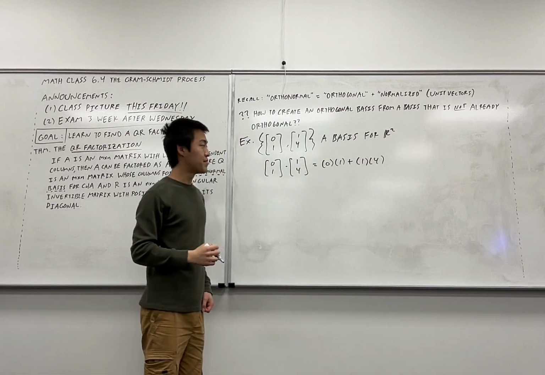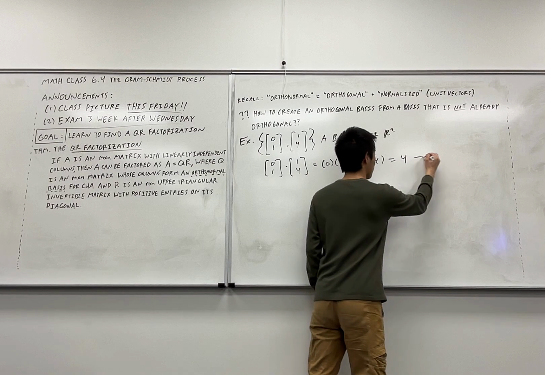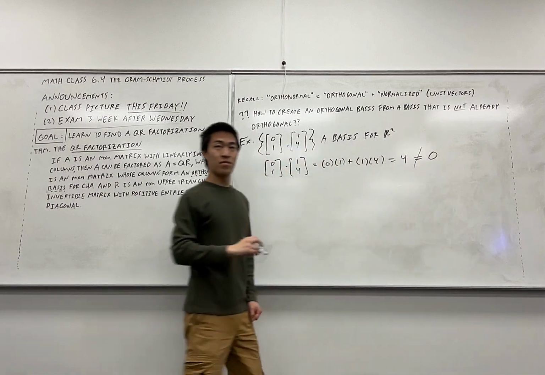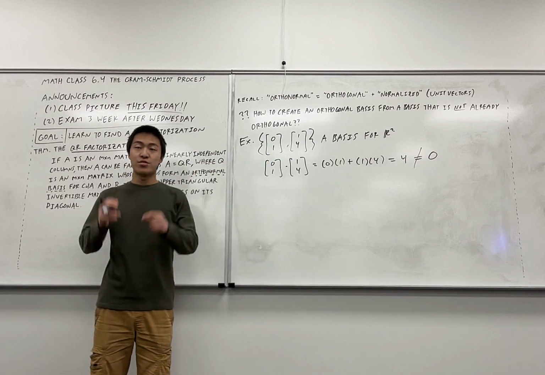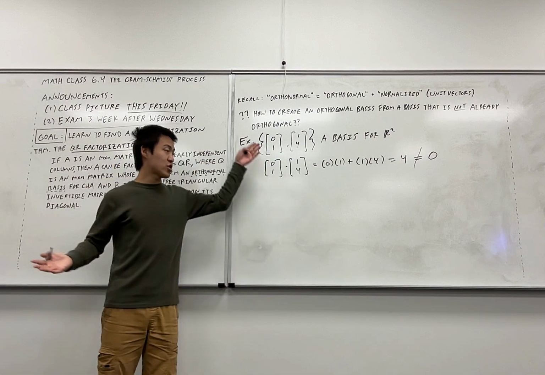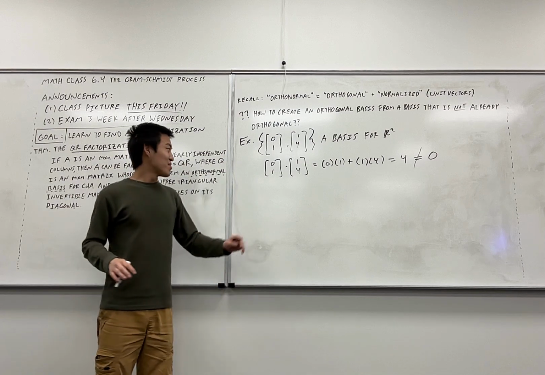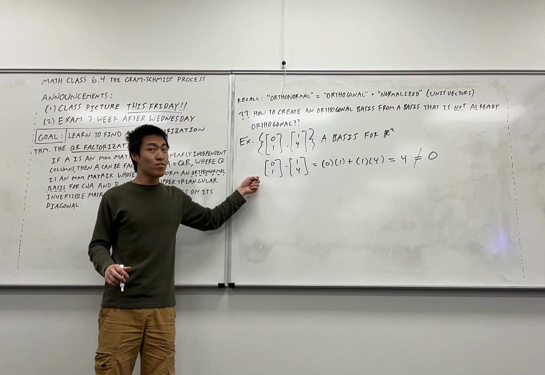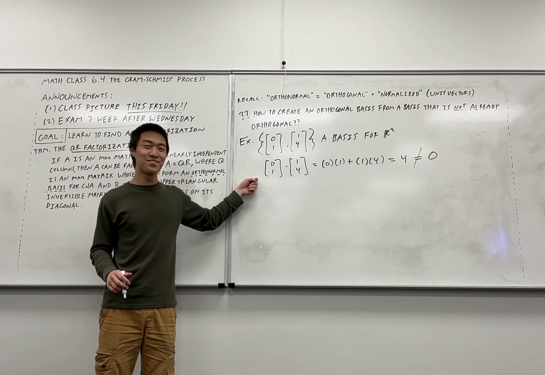What is that? 4. Is 4 equal to 0? No. So, are these orthogonal to each other? No. Do you see what just transpired? If you were ever asked at any point to verify that vectors are orthogonal, that is quite literally all that is being asked of you. Nothing more, nothing less.